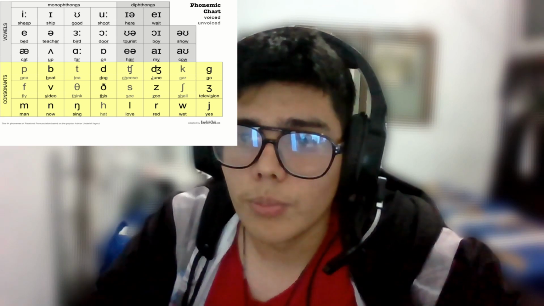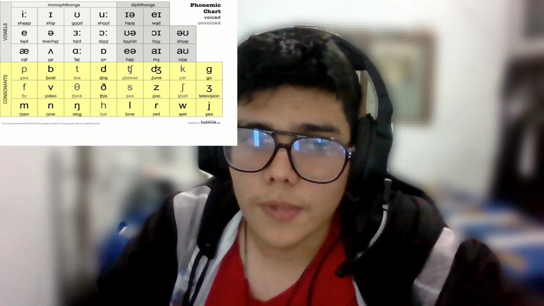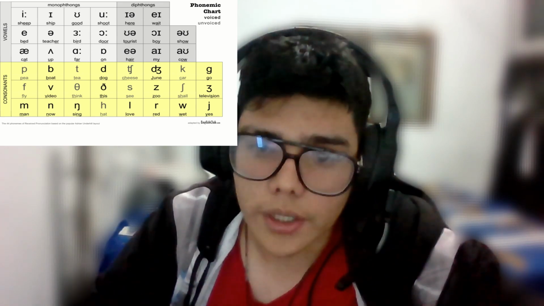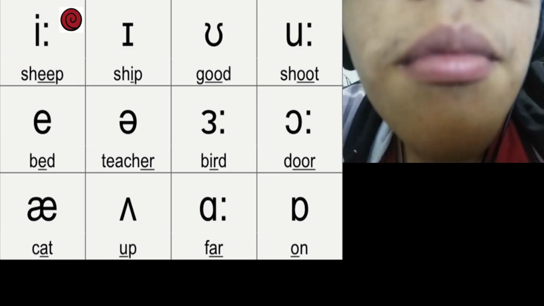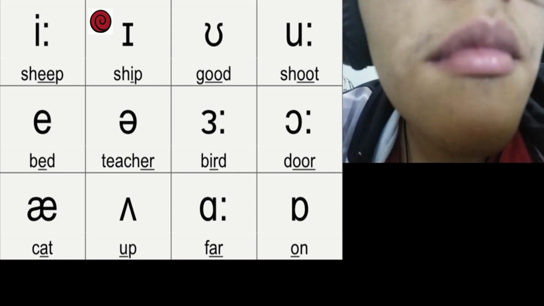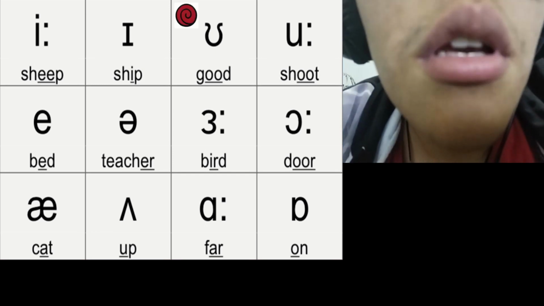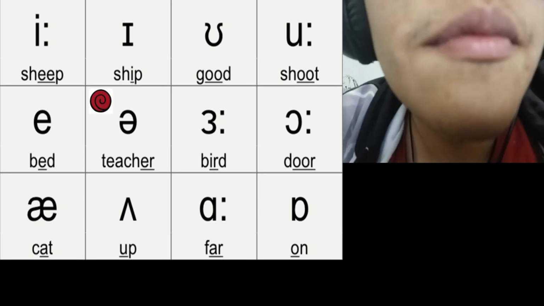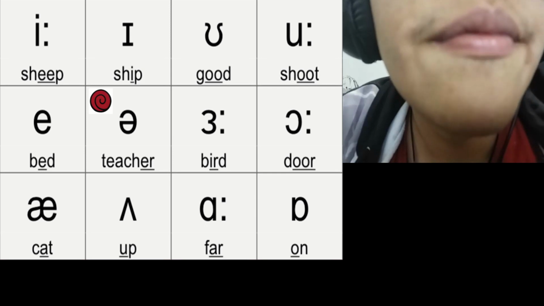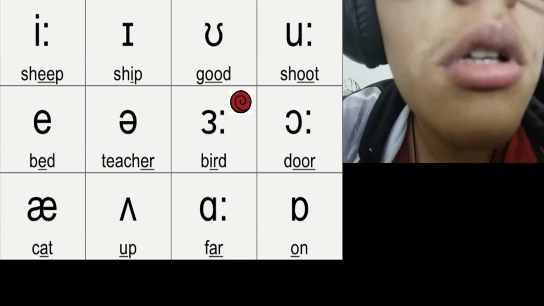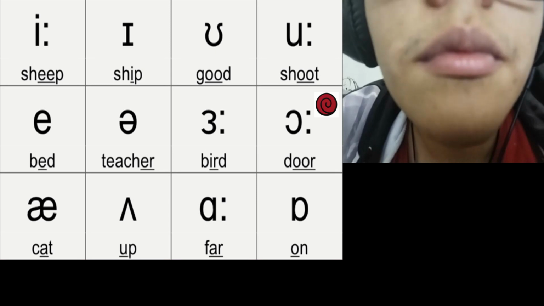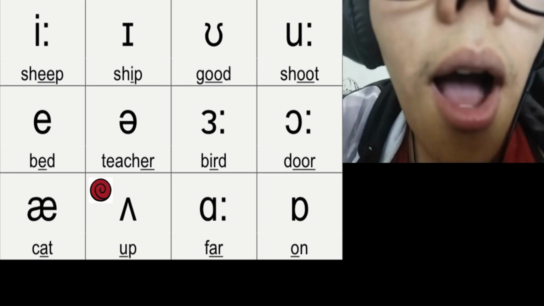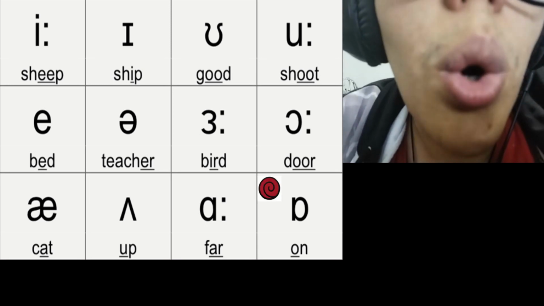The vowels pronounced sounds are the following: E, E, U, U, E, E, O, O, A, A, A, O.